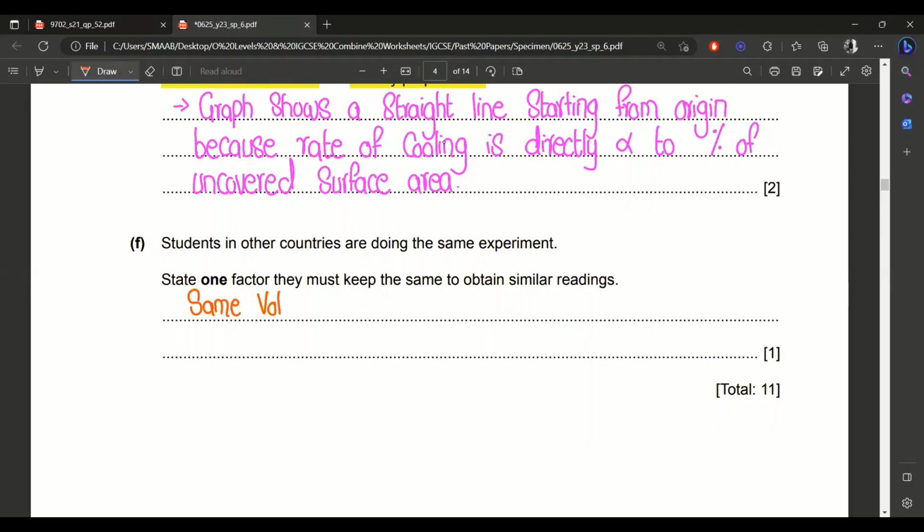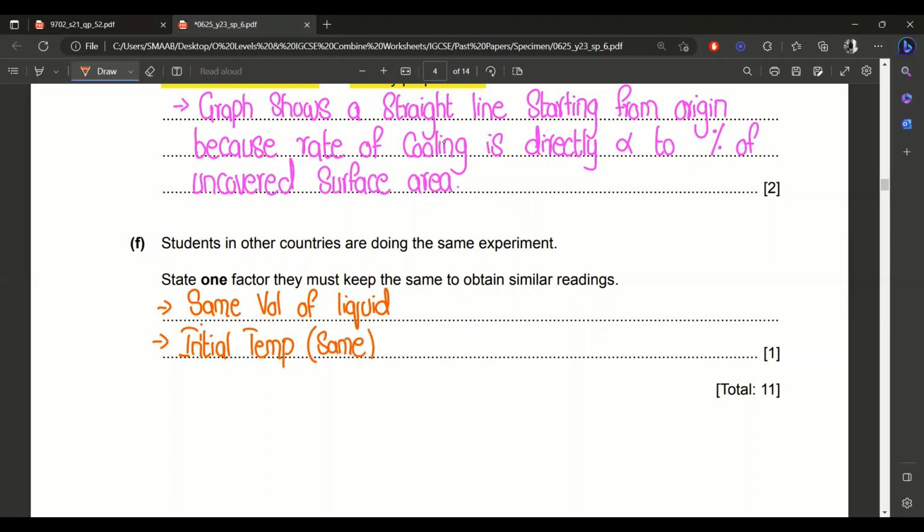So the same volume of liquid is compulsory. And one more important thing: if the temperature in my country is very low, I have to maintain the temperature of the liquid the same as the other students are doing in other countries, right? So the initial temperature of the water will also be the same. Yes. So the initial temperature must be the same for the liquid.